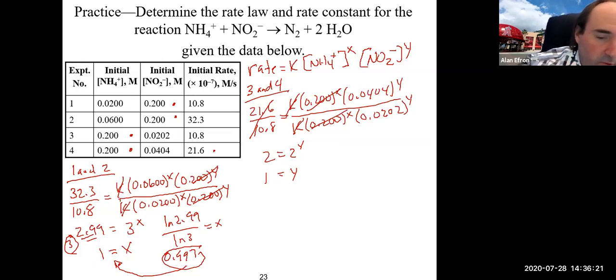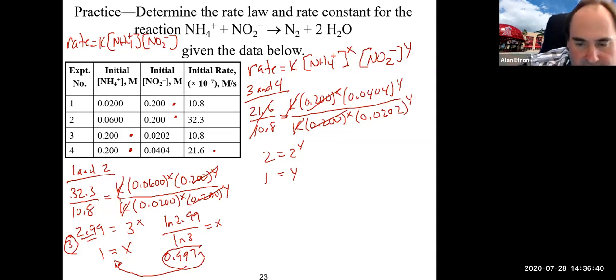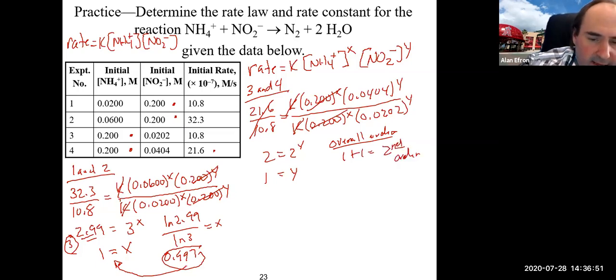So now that we have the orders for each of these, that means that the overall rate law is: the rate is equal to K times NH4 plus times NO2 minus. We also see that the overall order of this reaction would be 1 plus 1, which would be a second order reaction, coming from here and here. And now that we have the completed rate law, we could solve for K in this case.